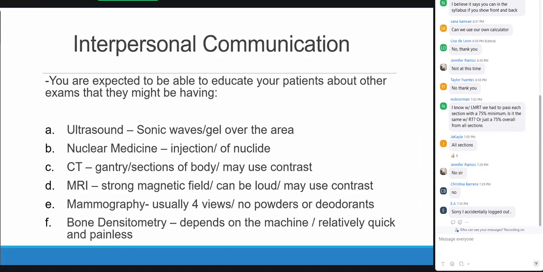You should have a good working knowledge of all the other different modalities involved in the imaging department. Being able to give at least a little bit of a description of these types of things, knowing that MRI and sonography do not provide any type of ionizing radiation, knowing that bone densitometry typically involves a lower dose of radiation. They're very, very quick. There's not a lot of movement that goes along with those. The patient basically lies still.